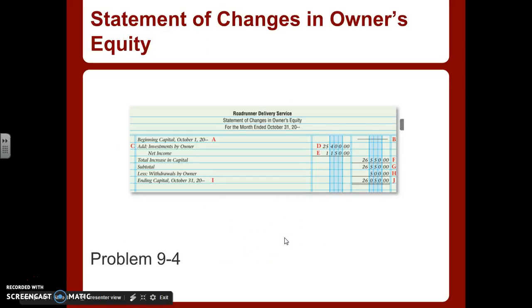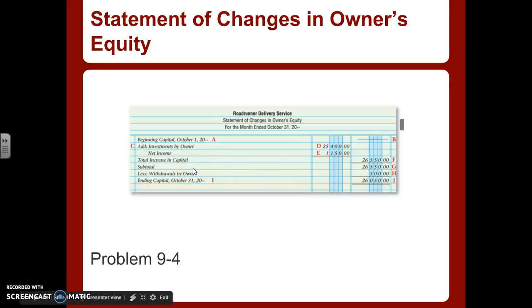Statement of changes in owner's equity. Here's what this is going to look like. We will be doing this in problem 9.4. You can work through this and use this as notes as you follow along. It's for Roadrunner Delivery Service, the name of the business, the name of the document, statement of changes in owner's equity, and also the date, month ended October 31st of the current year. Because the business started from scratch, its first month of operation is October, so the beginning capital balance on October 1 is 0. We indicate that with a slash through the right-hand column.